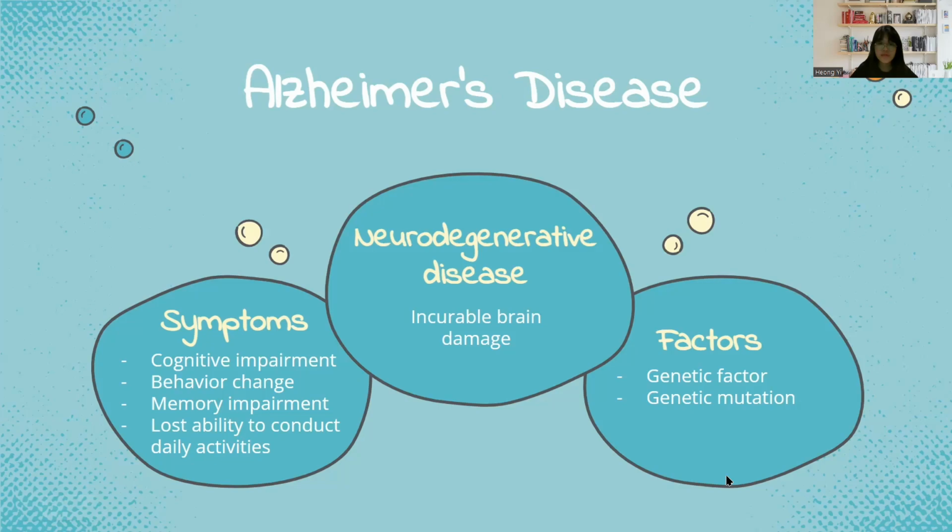There are many factors which can increase the risk of getting Alzheimer's disease. The first one is the genetic factor, which mainly affects the elders. Other than that, Alzheimer's disease can also happen to a person in their 30s to mid-60s, which is caused by genetic mutation.